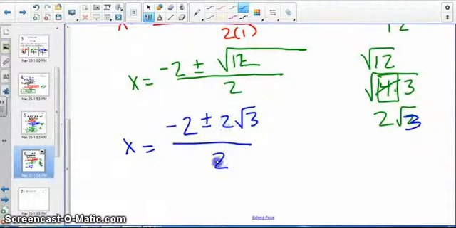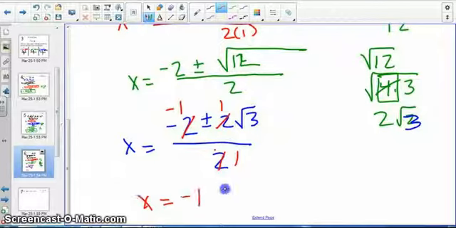Now, look at those numbers on the outside of the radical. Negative 2, 2, and 2. These can all be divisible by 2. So negative 2 divided by 2 is negative 1. 2 divided by 2 is 1. 2 divided by 2 is 1. So my final answer would be negative 1 plus or minus radical 3.